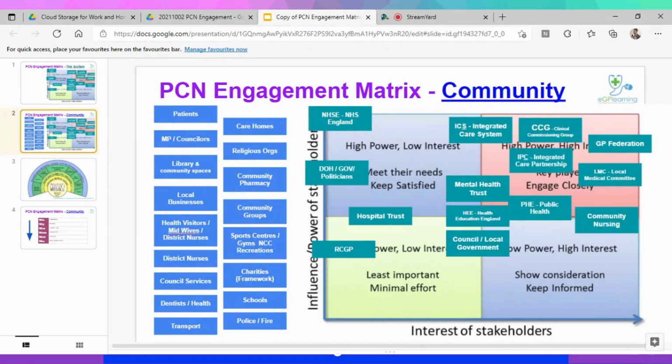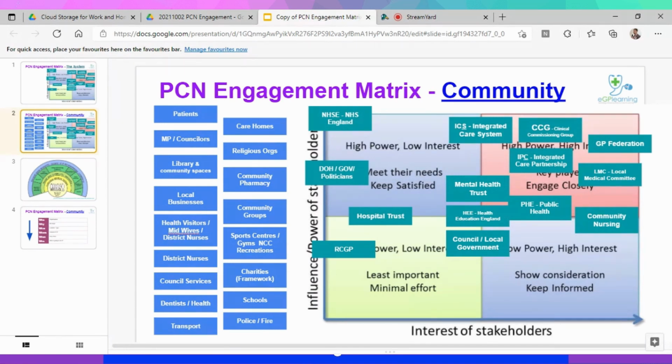And you can place stakeholders in 4 quadrants. If people have high power, high interest, then they are key players and you need to engage them very closely and think carefully about how you engage them. If they have high interest but low power, then they need to be kept informed. You need to show consideration for them. If they are low power, low interest, then they're less important, and maybe you can spend less effort and energy engaging these people. And if they're high power and low interest, then they're very important, but they're not really keeping an eye on what you're doing. So you need to meet their needs and keep them satisfied.